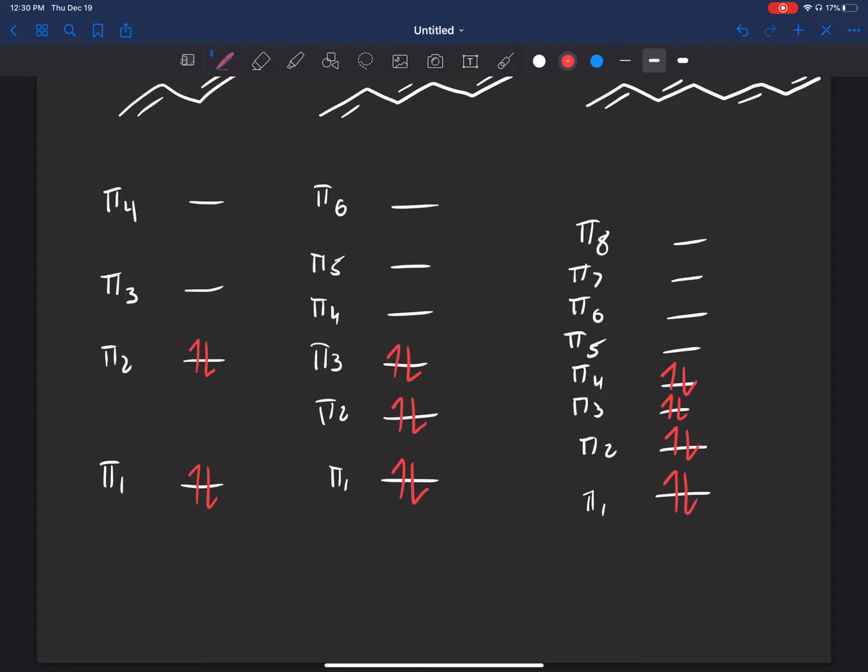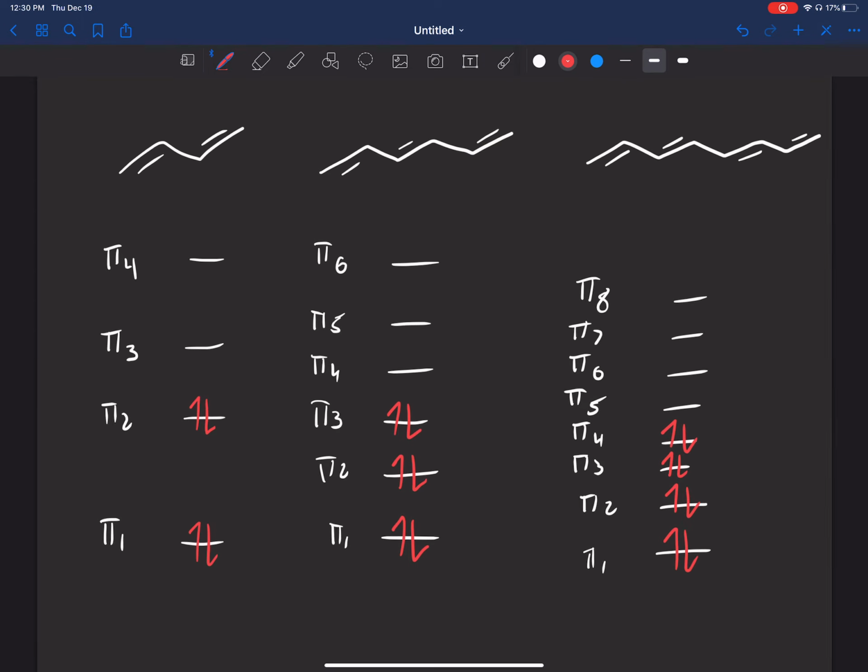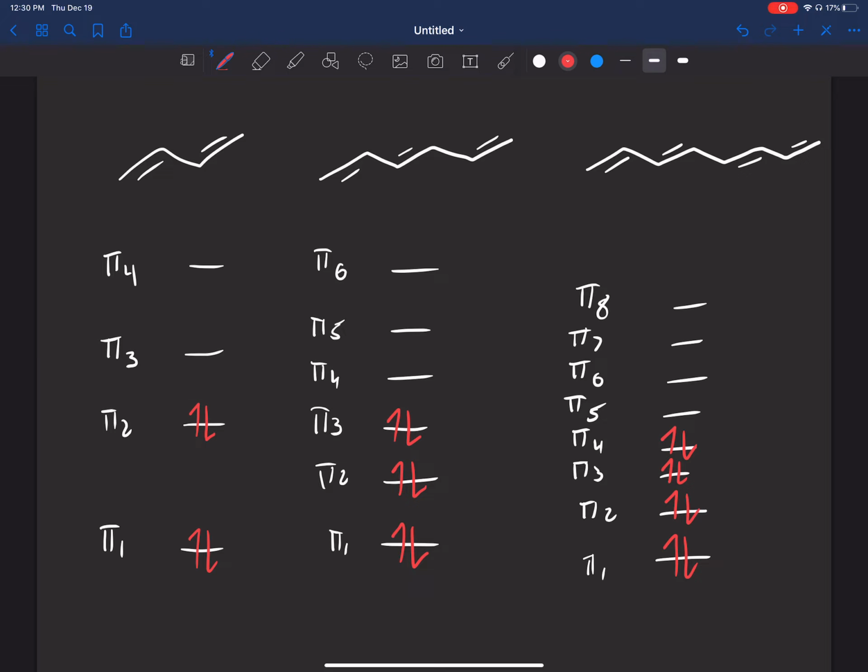Now, what's the point of me showing you guys all this? There's a reason I drew them. I spaced the orbitals out the way that I did. You can see that butadiene with 2 conjugated double bonds is much more spaced out than hexatriene and this compound.